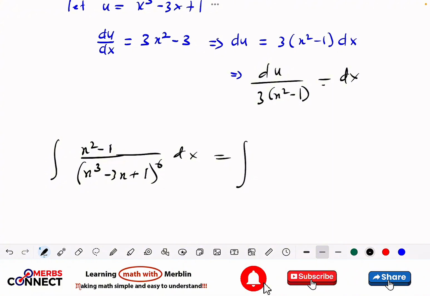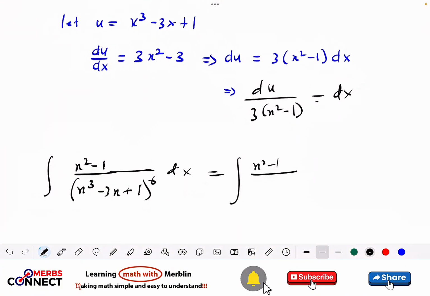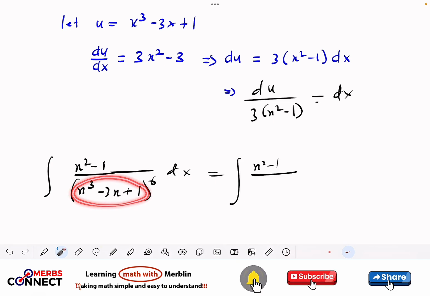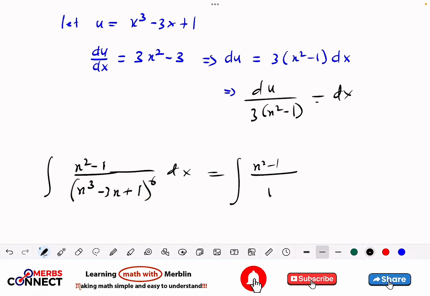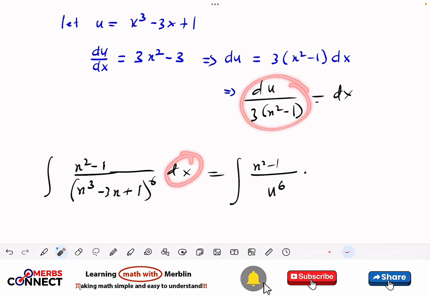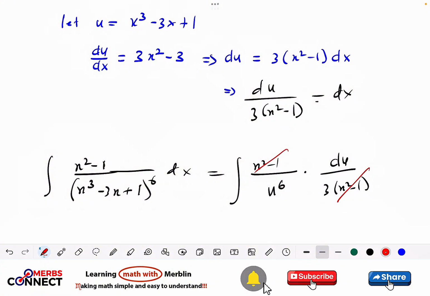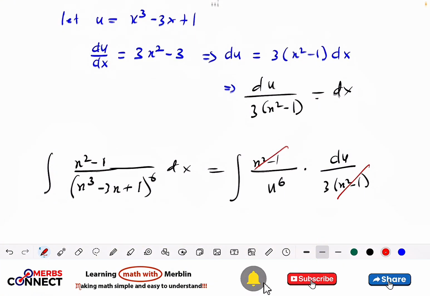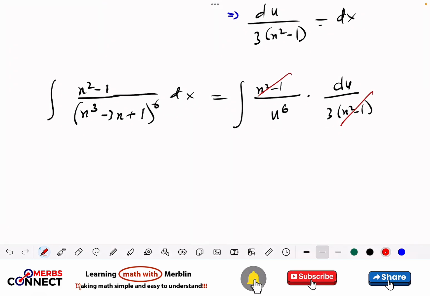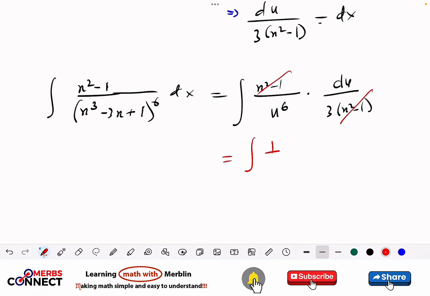So now when I'm doing it, this one is here, divided by, I know that this here is equal to u, so I'm going to have u to the power 6 times dx is equal to the whole of this. So this is going to give me this divided by 3x squared minus 1. And anytime you do this and you do it right, you should be able to cancel out so that all the x terms will just go away. And then now we have 1 over u to the power 6 du.